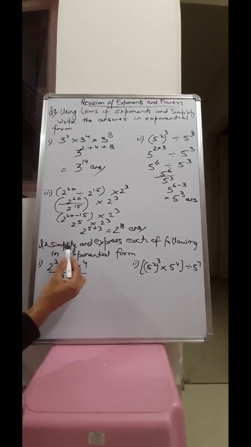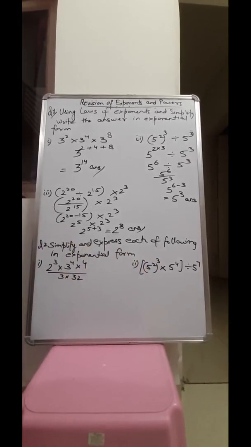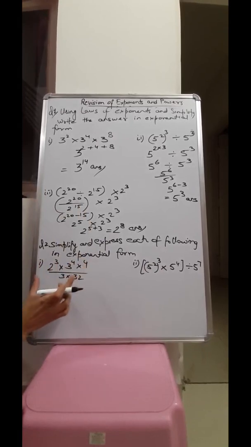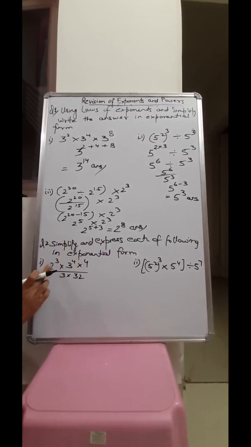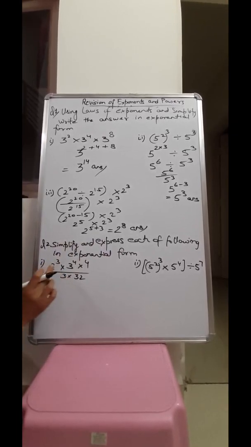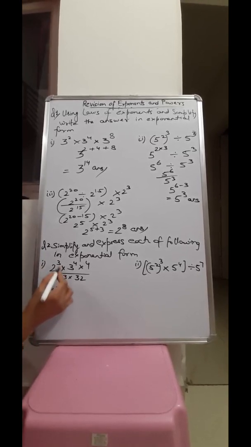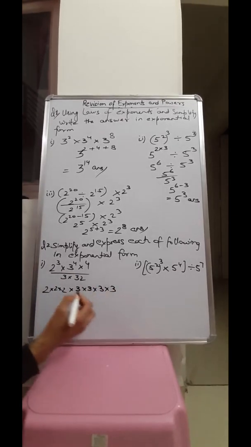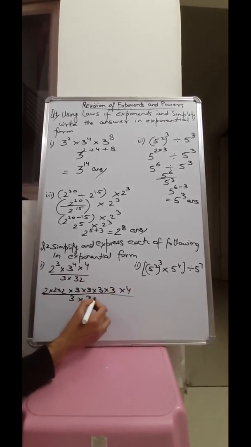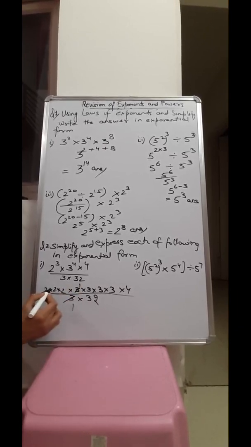Now question number 2 is: simplify and express each of the following in exponential form. Again here we can see the exponents are getting multiplied and we have to write the answer in exponential form. So here we can write in multiplication form. 2 raised to power 3 means 2 multiplied by 2 multiplied by 2, and 3 raised to power 4 means 3 multiplied by 3 multiplied by 3 multiplied by 3, and multiplied by 4, upon 3 multiplied by 32. So here 3 will get cancelled by 3 and 32 will get cancelled by 2.